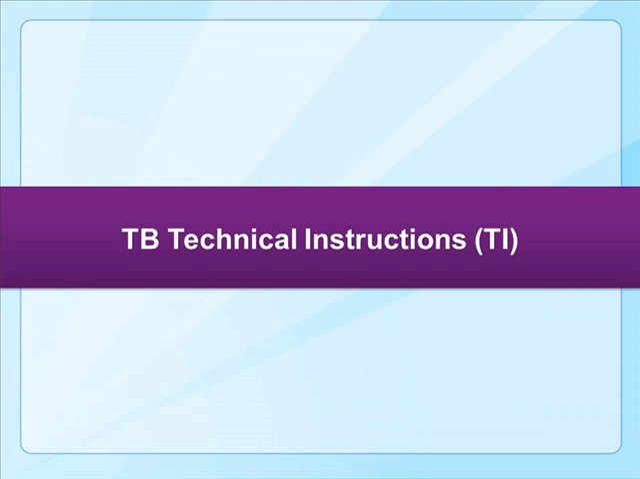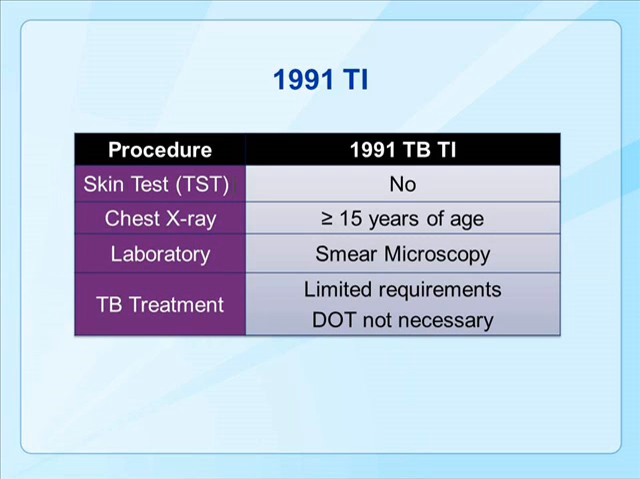So let's review the TB technical instructions from 1991. Prior to the 2007 instructions, there was no requirement for TB skin testing, and chest x-rays were only performed in those greater than or equal to 15 years of age. Smear microscopy was performed, but no culture, and there were limited requirements for TB treatment overseas.